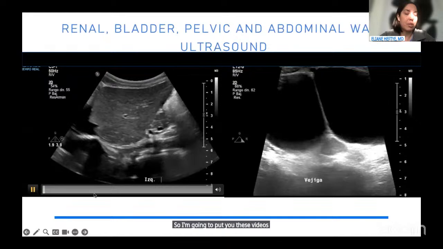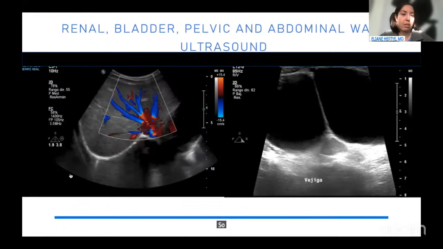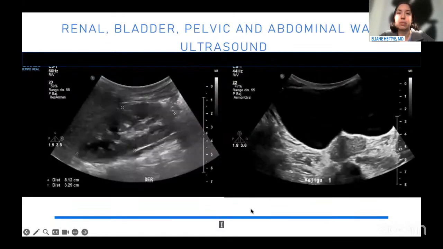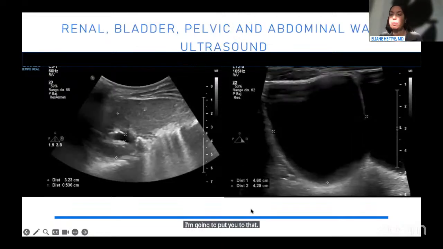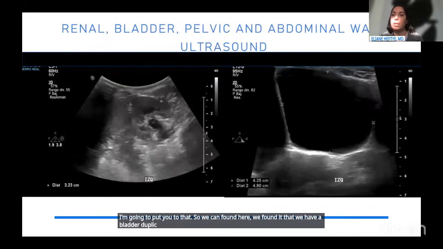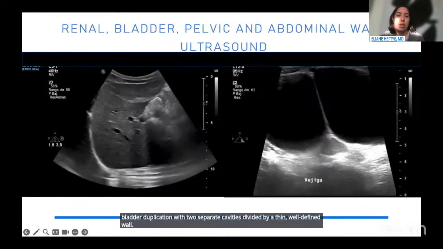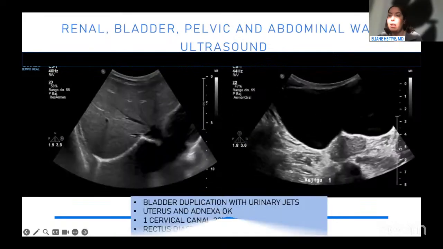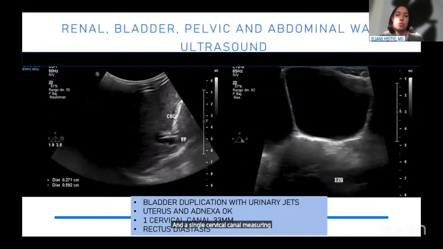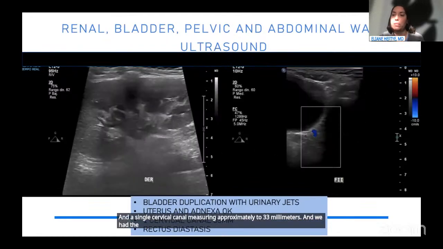This is an abdominal and renal video. We found a bladder duplication with two separate cavities divided by a thin, well-defined wall, and a single cervical canal measuring approximately 33 millimeters. We also had a diastasis of the rectus muscles.